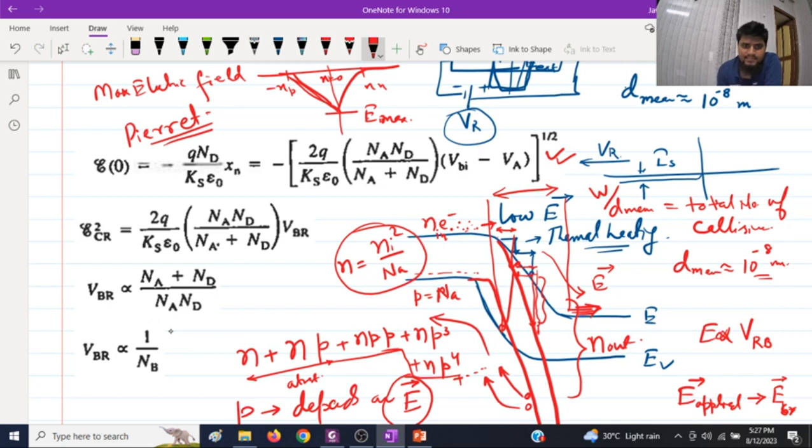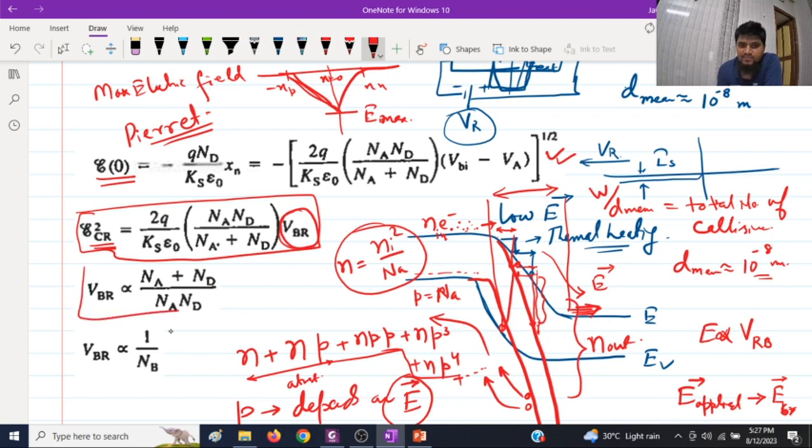Now you can write that if this is equal to the critical electric field for breaking the bonds, then at that time that reverse voltage can be called the breakdown voltage. That is how we can find the breakdown voltage. You can see that breakdown voltage is proportional to (Na + Nd)/(Na Nd), because this is a constant for a given material. For silicon it will be a constant, for gallium arsenide it will be another constant, for gallium phosphide it will be another constant.